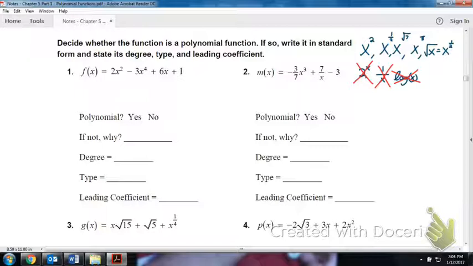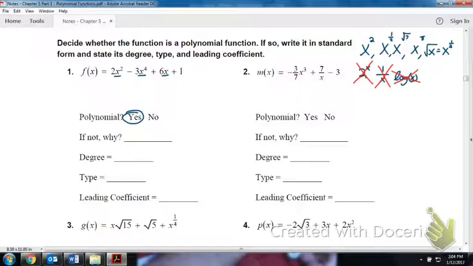Okay? So, without further ado, number one. Number one, is this a polynomial? Yes. For the simple answer, all of your x values, all your variables, are simply raised to a number.